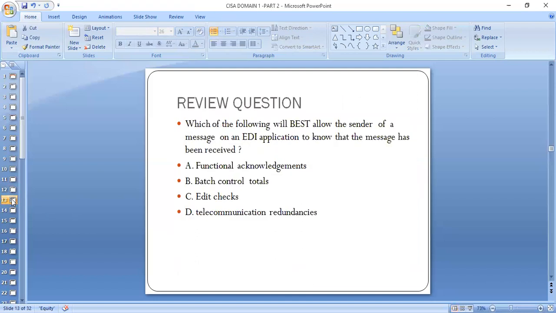Like I said, we can't go through all processes and all technologies you see in an organization. So this is just part of what ISACA wants us to know.